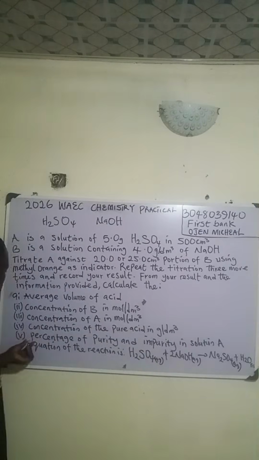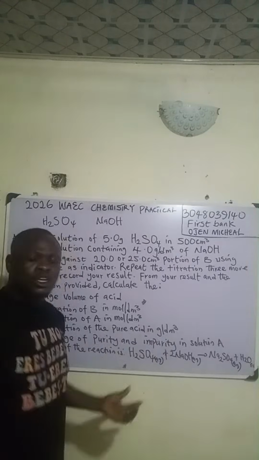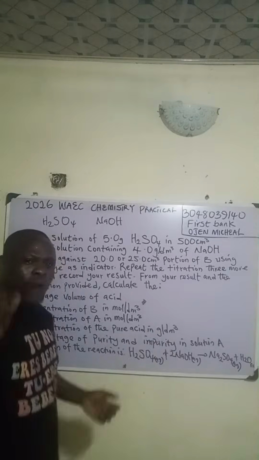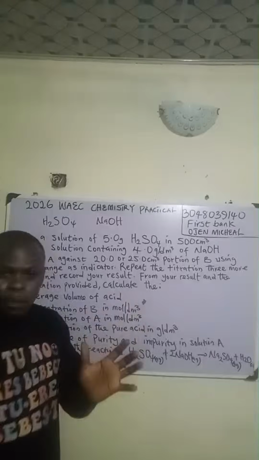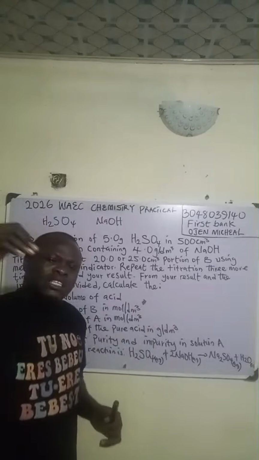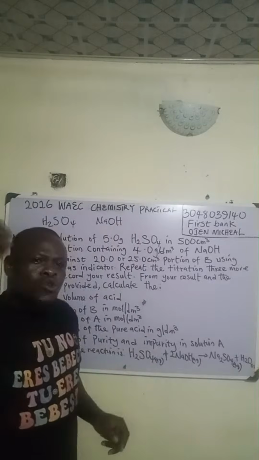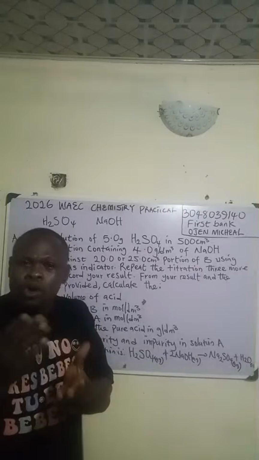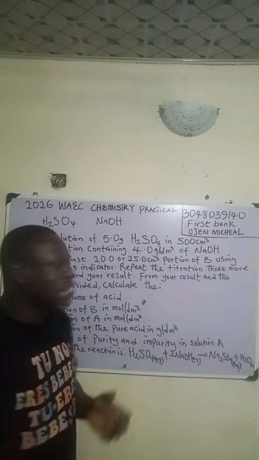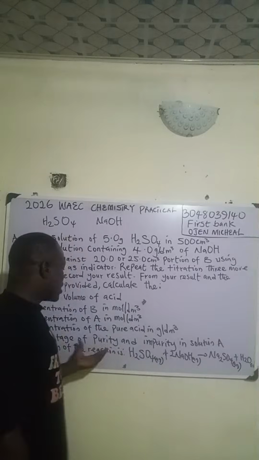Now, the next one is we are asked to calculate the percentage of purity. You see this question? It's a hidden question. Why I brought this question is because in the yellow paper, we are asked the purity of the tetraoxosulfate(VI) acid. And anytime you see a yellow paper coming out with purity like that, of course, percentage of purity is always asked. That is why I brought this question.